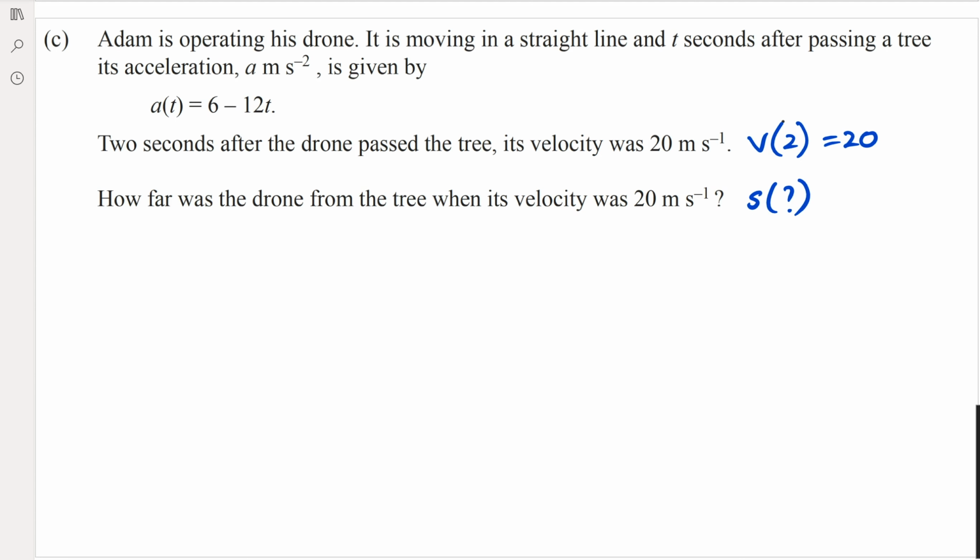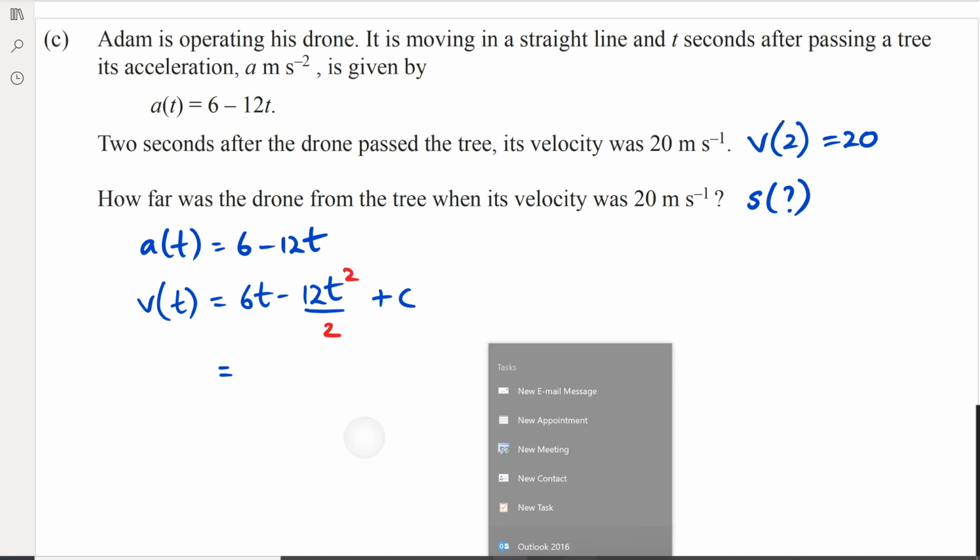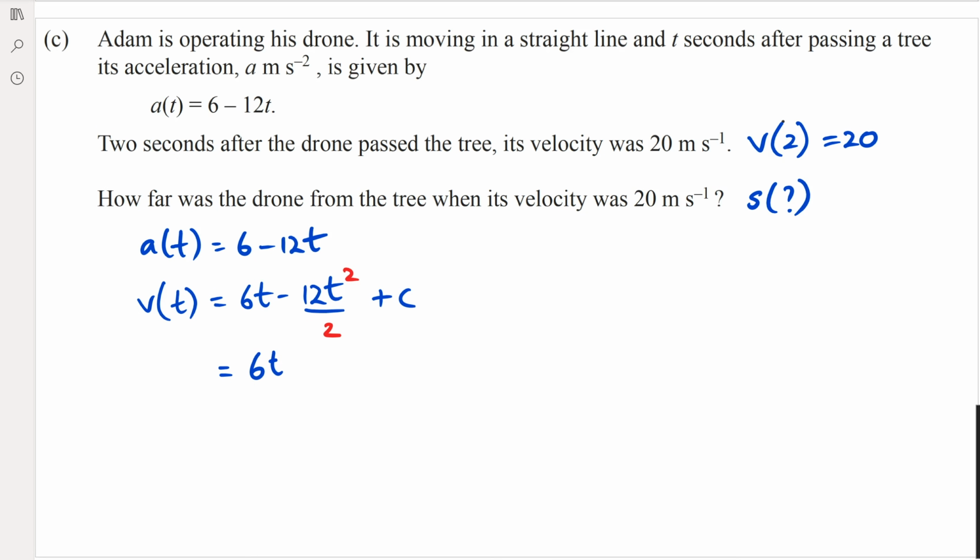So let's have a look at the question. I've got acceleration first. So acceleration is right now 6 minus 12t. So when I integrate this, I'm going to get the velocity function, which is going to be 6t minus 12t squared over 2, plus c. I've got to remember that plus c. The plus c is always important there. So then we've got 6t minus 6t squared plus c.